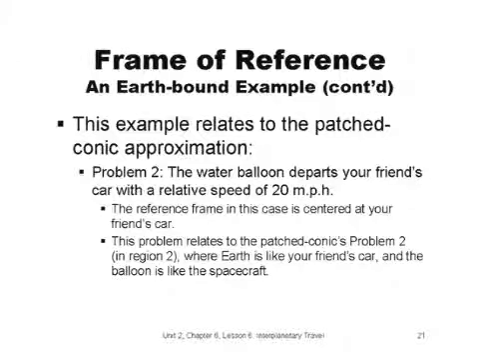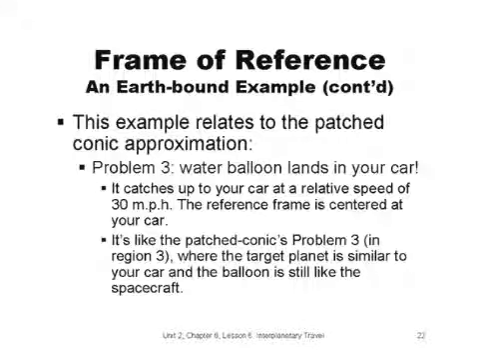From your friend's viewpoint, the water balloon departs his car with a relative speed of 20 miles per hour. The reference frame in this case is centered at your friend's car. This problem relates to the patch-conic approximation in region 2, where Earth is like your friend's car and the balloon is like the spacecraft.